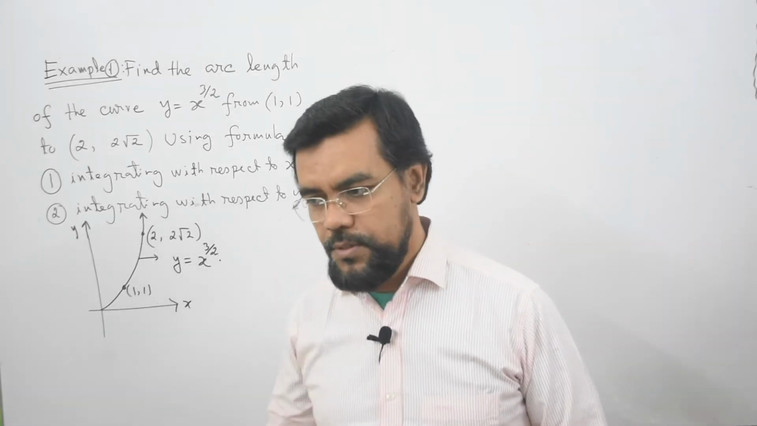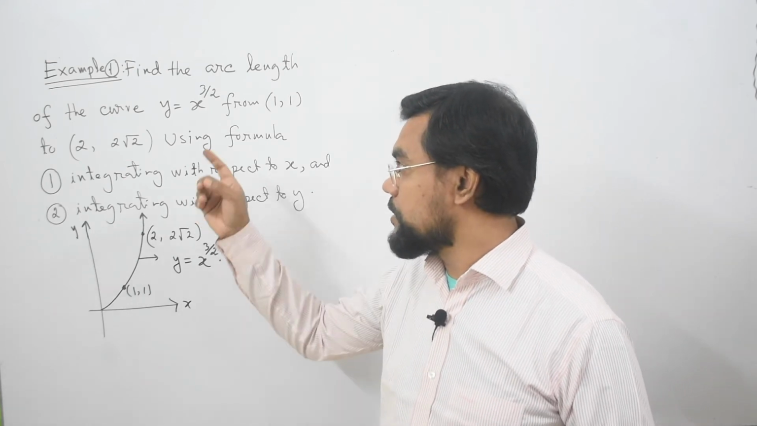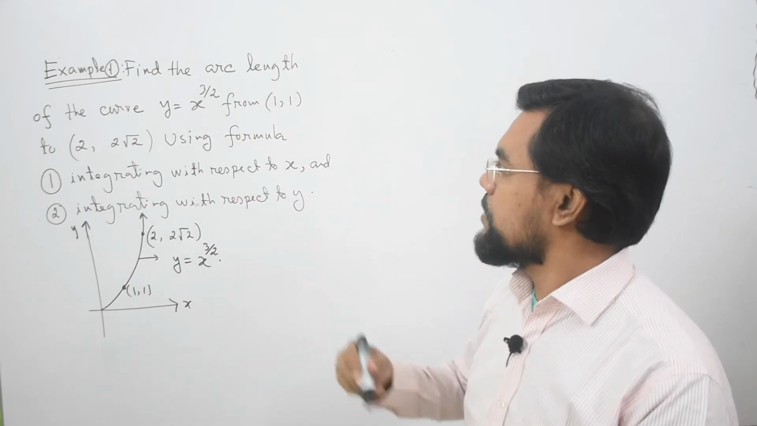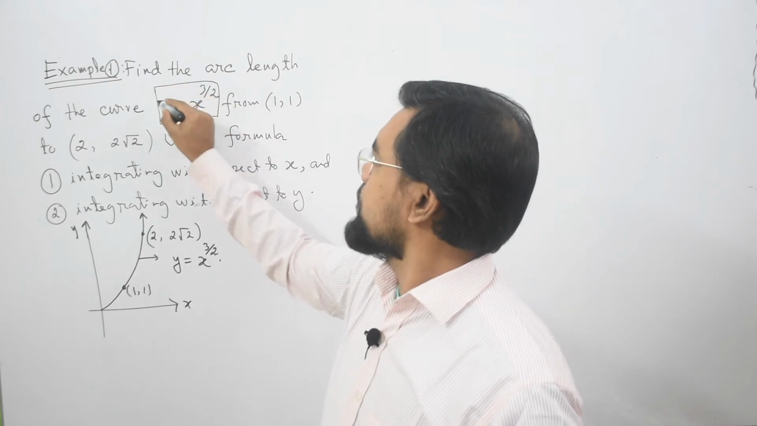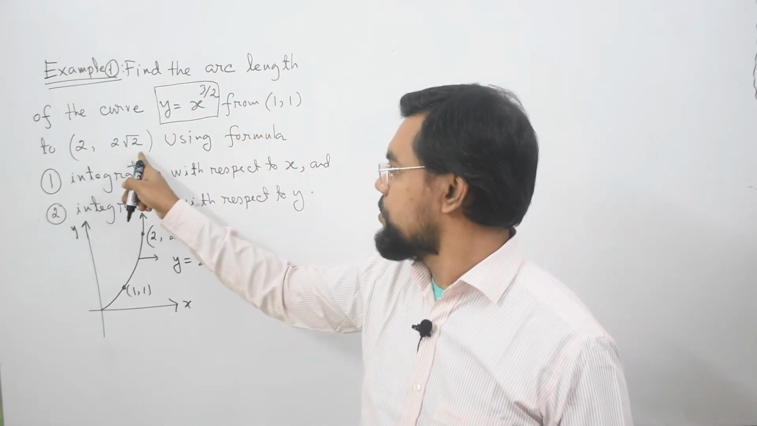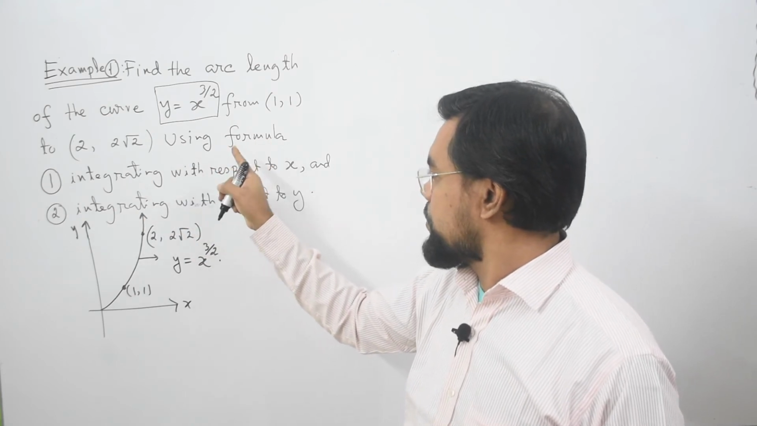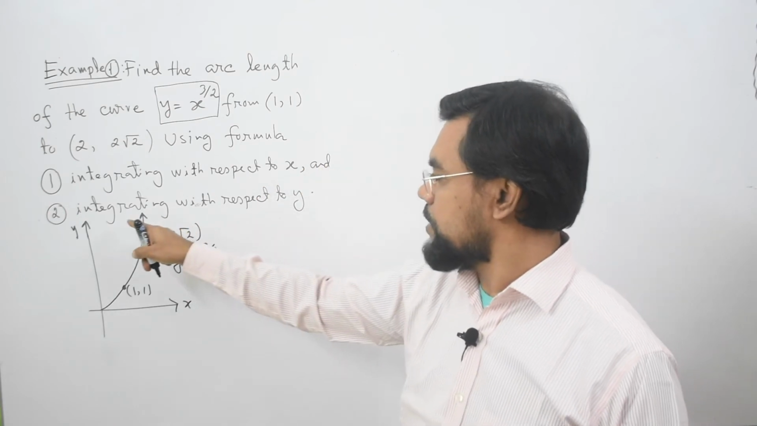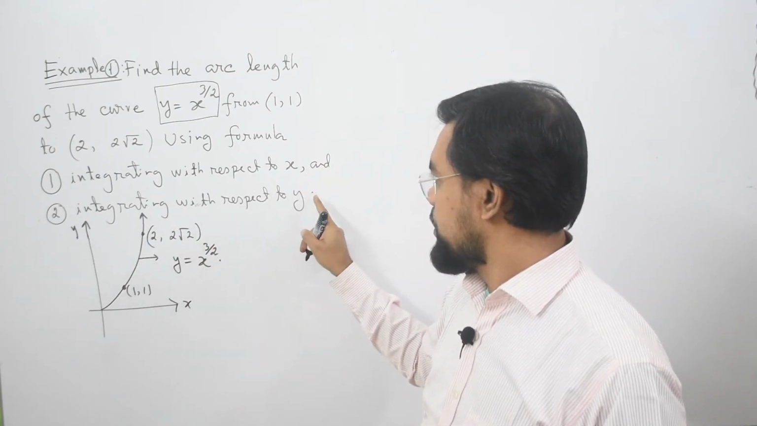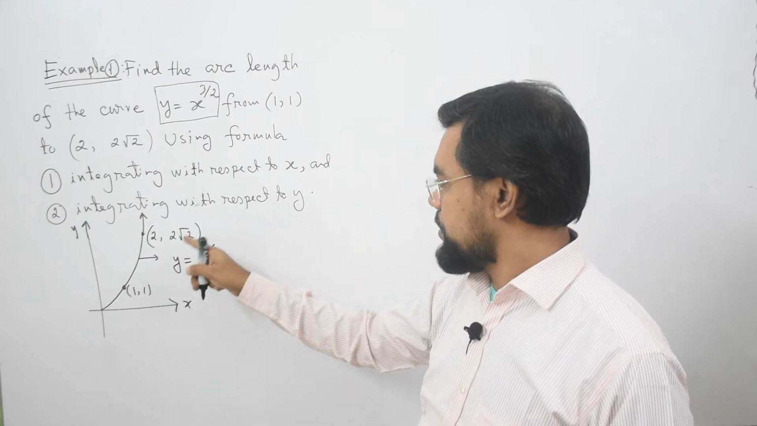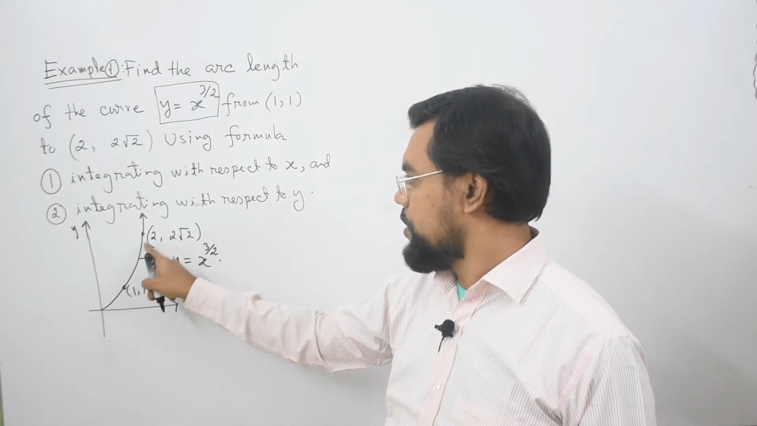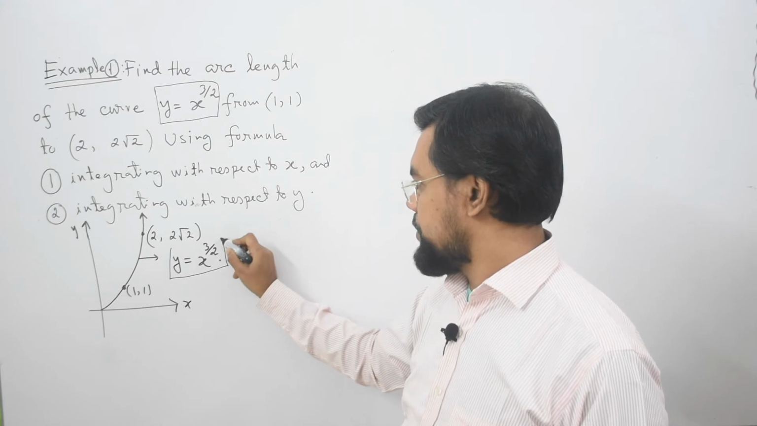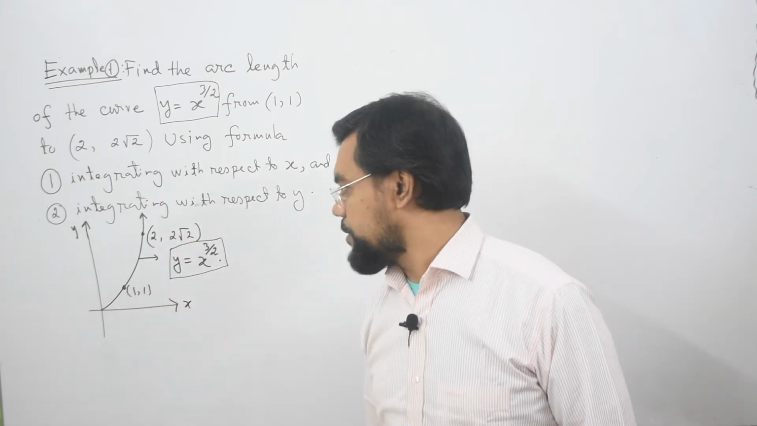So now let us try to understand how we can calculate arc length by using this example. Example 1 says: find the arc length of the curve y equals x to the power 3/2 from (1, 1) to (2, 2√2) using our two formulas. The first one was integrating with respect to x and the second one was integrating with respect to y. So we want to calculate the arc length of this curve from (1, 1) to this point (2, 2√2). This is the graph of this curve.